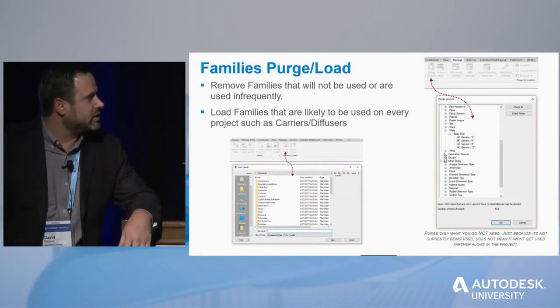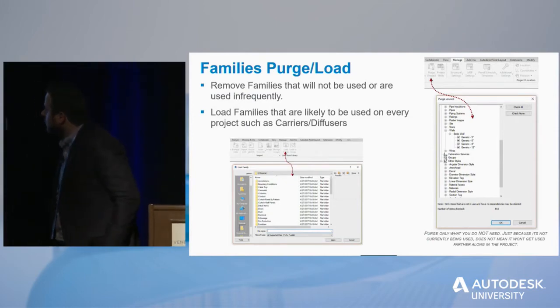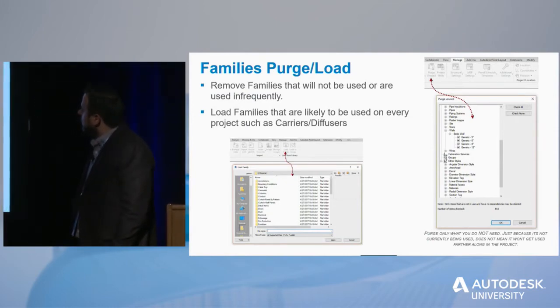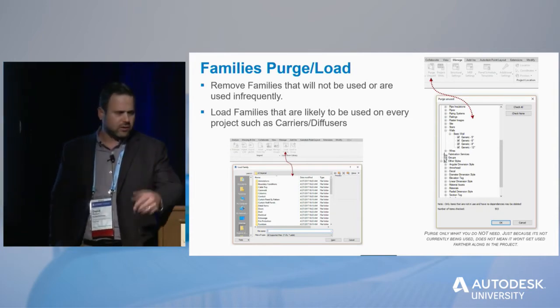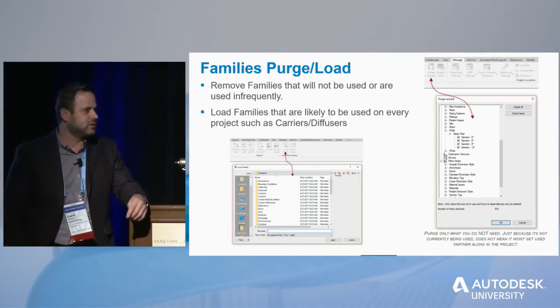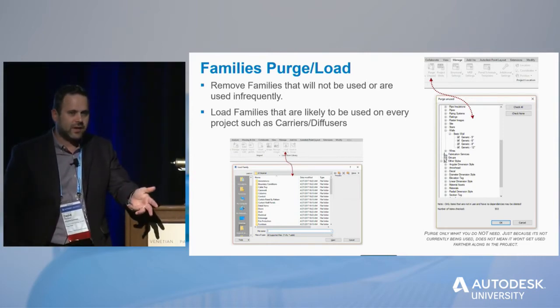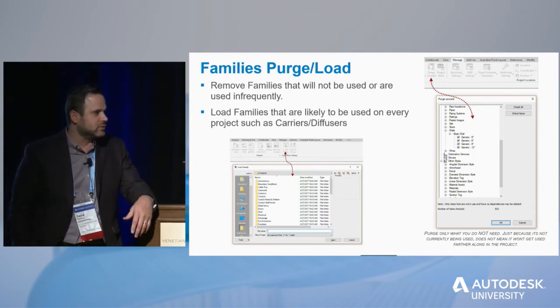All right, families, purging out your families, loading in the ones that are relevant. Load families that are likely to be used on every project, such as carriers, diffusers. Carriers and diffusers are things that we had in Academy P, but those are not supported patterns in Revit, so we need to have families for those elements. So we want to pre-configure those and have them in the template.